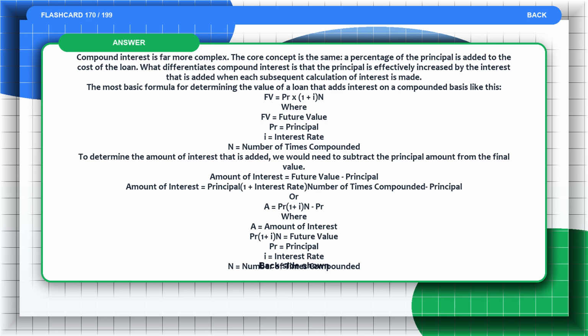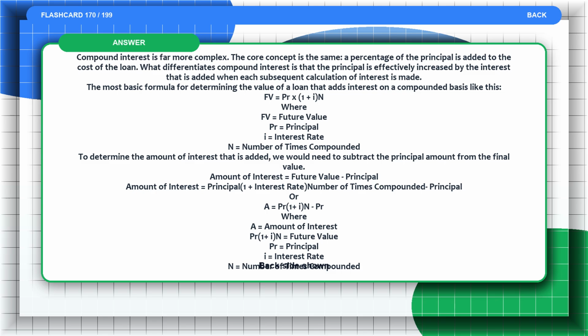The most basic formula for determining the value of a loan that adds interest on a compounded basis is like this: FV equals PR x (1 plus I)^N, where FV equals future value, PR equals principal, I equals interest rate, N equals number of times compounded. To determine the amount of interest that is added, we would need to subtract the principal amount from the final value.